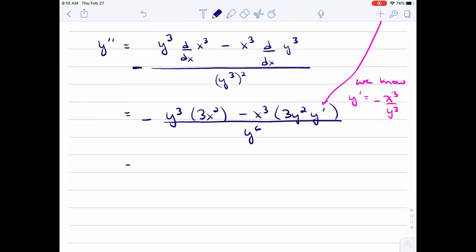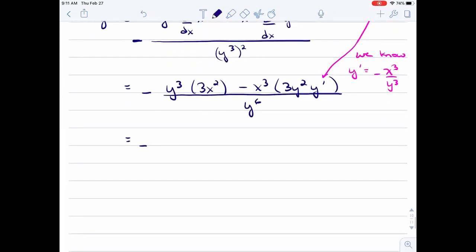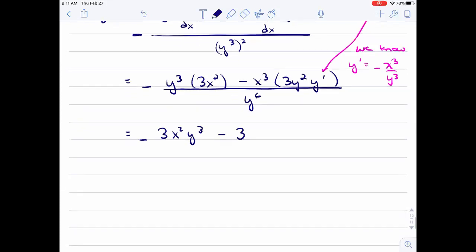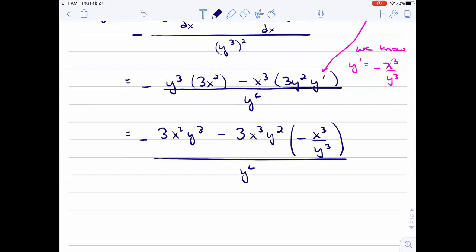So now it's just a matter of some algebra here. So y to the 3 times 3x squared. Actually, I'll rearrange that a little bit. I'll have my x's first: 3x squared y to the 3, minus 3x to the 3 y squared times negative x to the 3 over y to the 3, all over y to the 6.